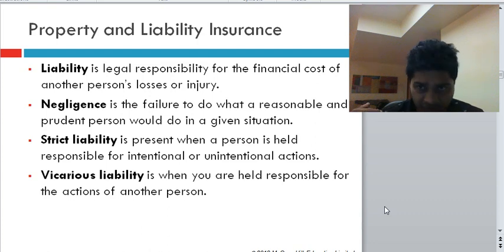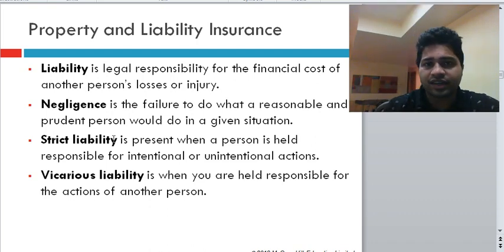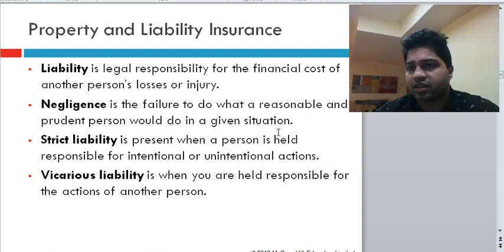We have discussed it. If you cause damage to someone else, that is your liability. Negligence is the failure to do what a reasonable and prudent person would do in a given situation. Driving drunk and causing an accident and harm to others is negligence because you're breaking the law. Not following safety measures, not having fire systems in your house, is negligence, and you're liable for your negligence.